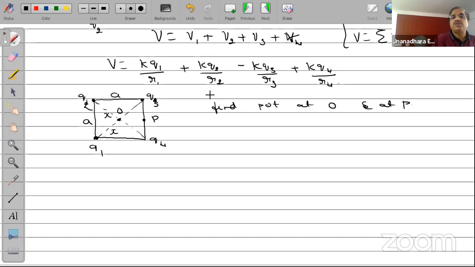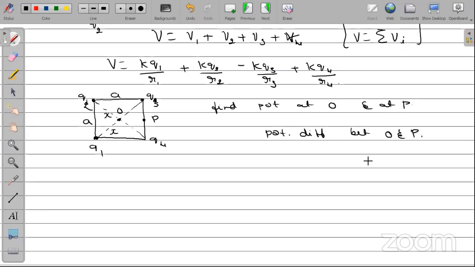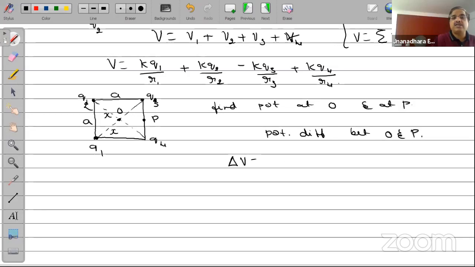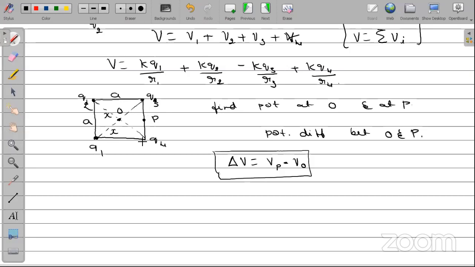Another very interesting question would be to find the potential difference between O and P. Delta V will be equal to Vp minus Vo. So you'll have to find out the potential difference between the two. This is an interesting problem also. We'll work out the problem later; we'll not worry about it right now. But this is an important type of problem that you will be coming across.